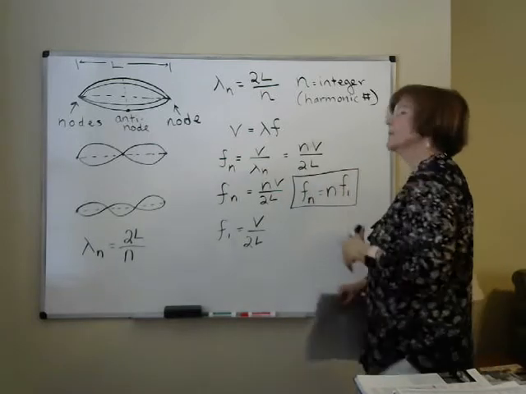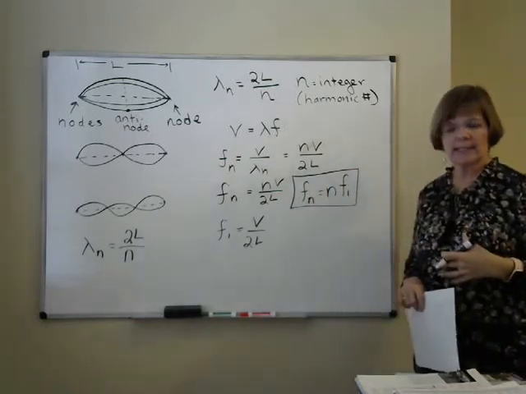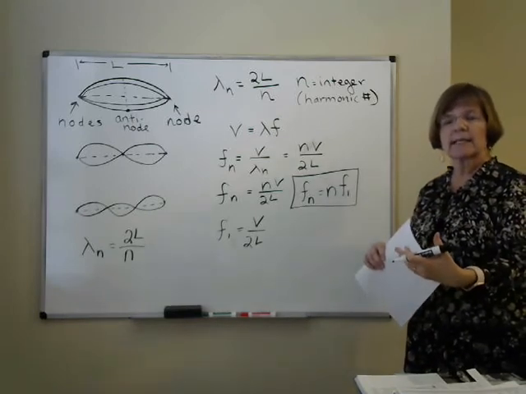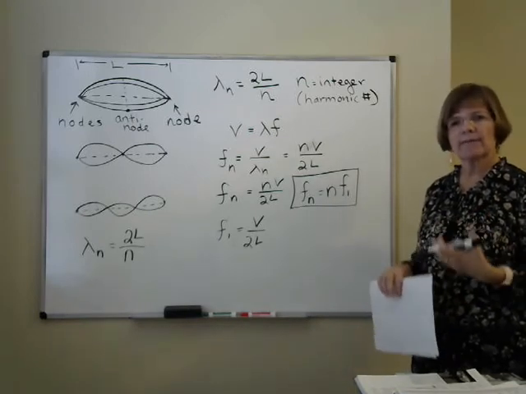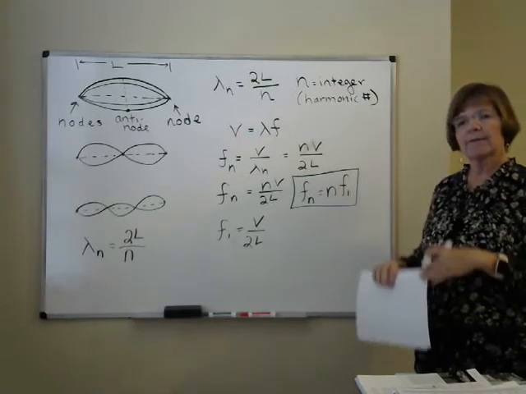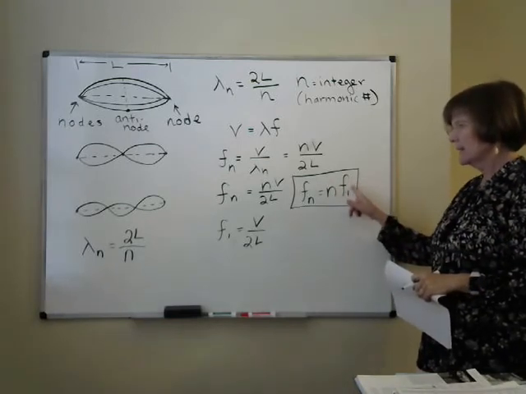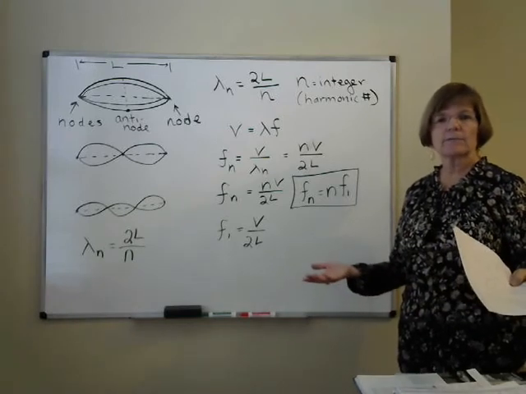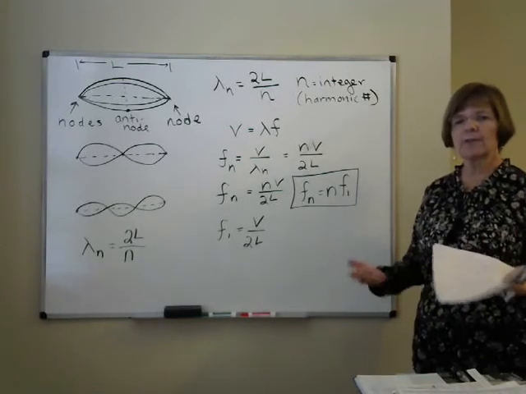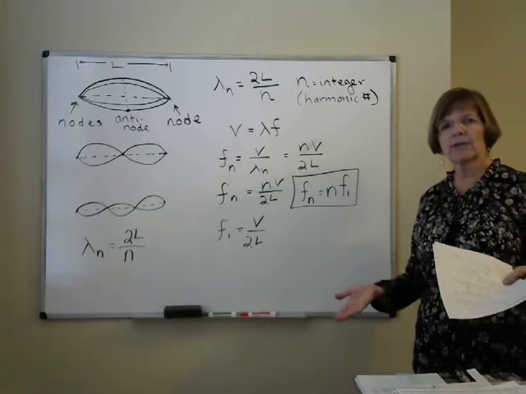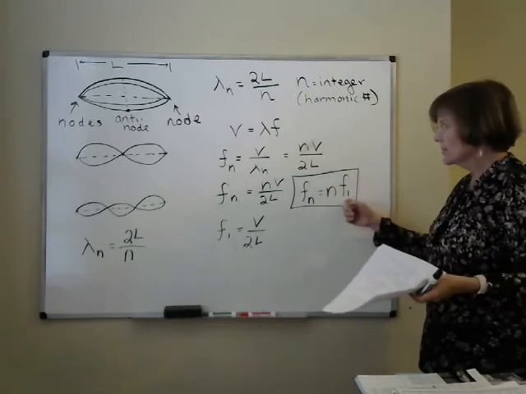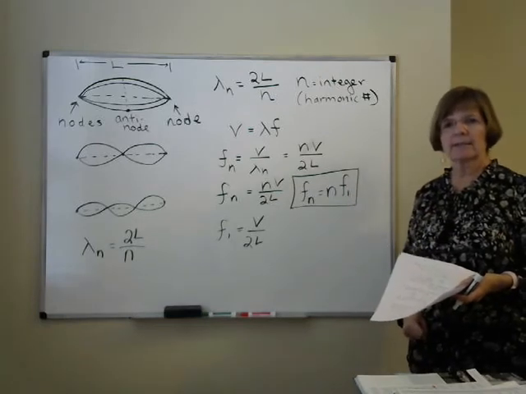That's why f1 is called the fundamental frequency. Every harmonic is simply a multiple of that fundamental frequency. If the fundamental frequency f1 is 50 hertz, the second harmonic is 100 hertz. The third one's 150. The fourth one's 200. The fifth one's 250. The sixth one's 300. They're all multiples of the fundamental frequency.